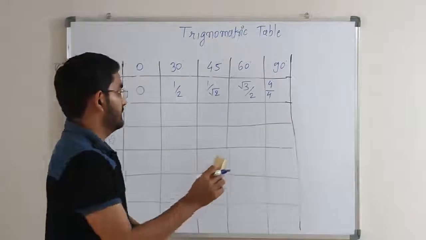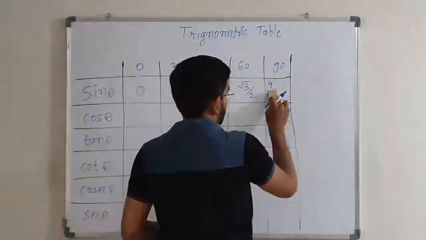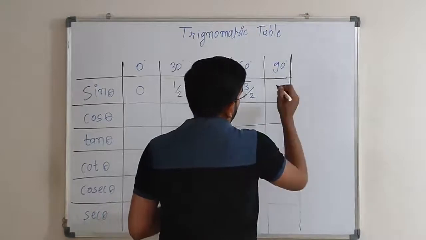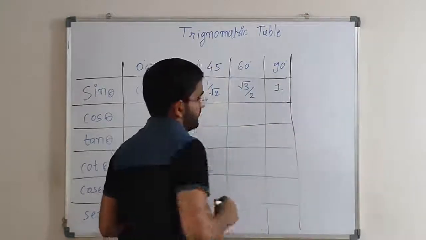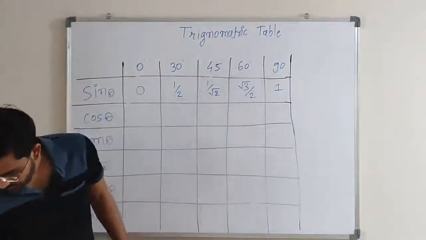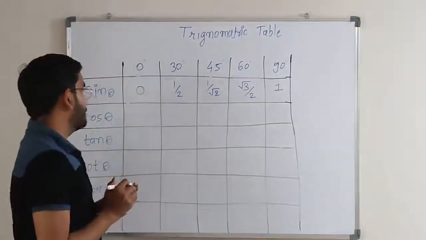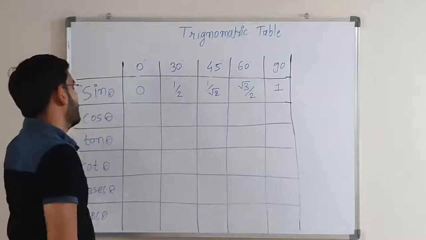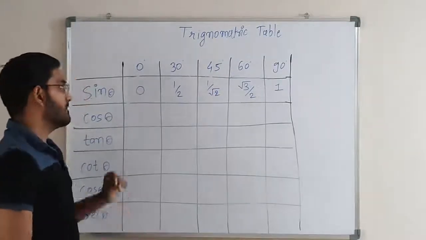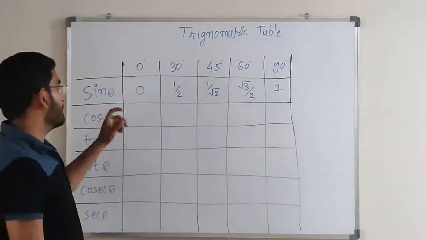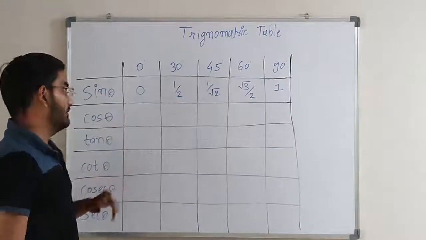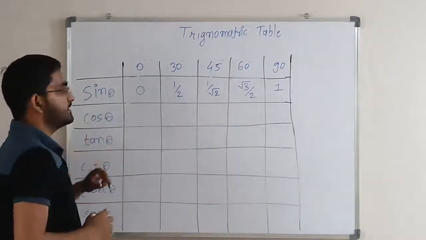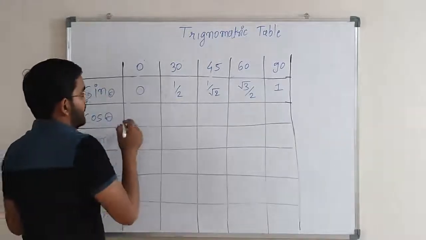The next is 4 by 4. The answer is 1, and the square root of 1 is equal to 1. Now we find the same degrees for cos theta. We put the opposite order of sin theta: cos 0 is equal to sin 90. So the answer is 1.